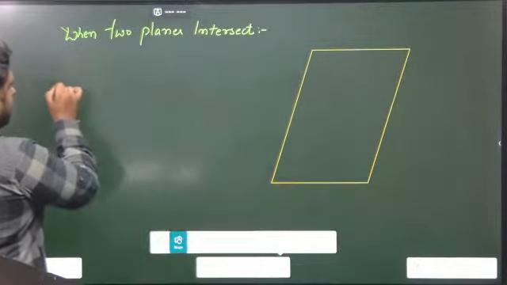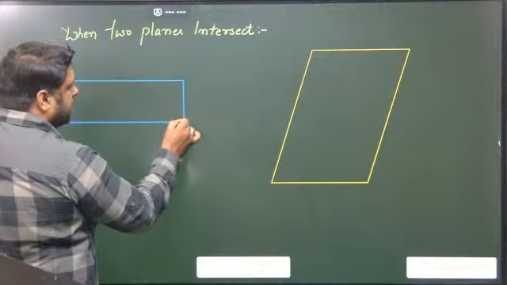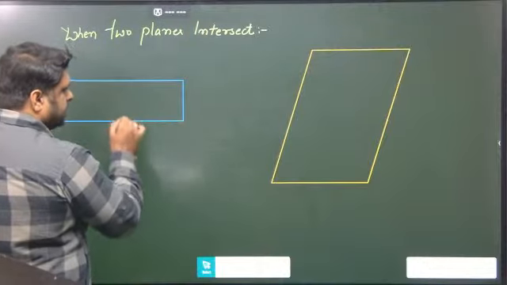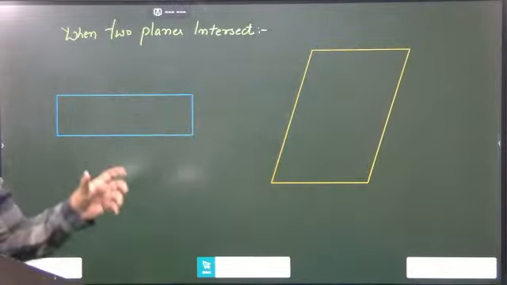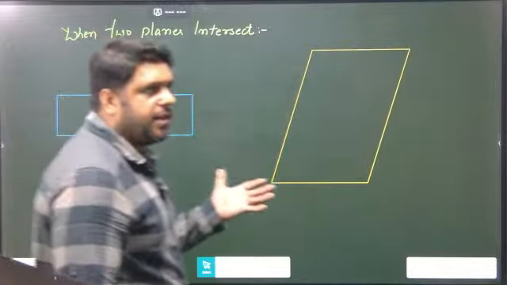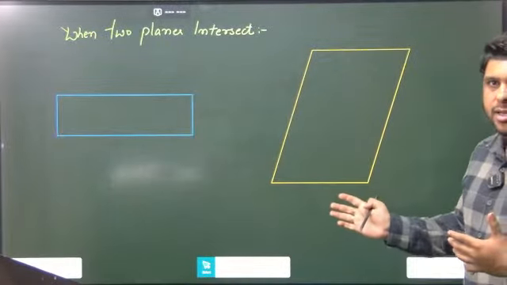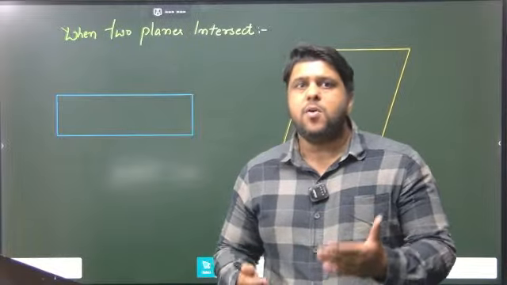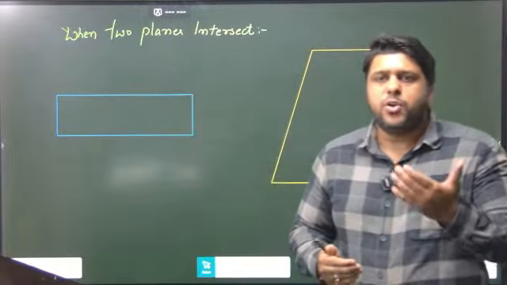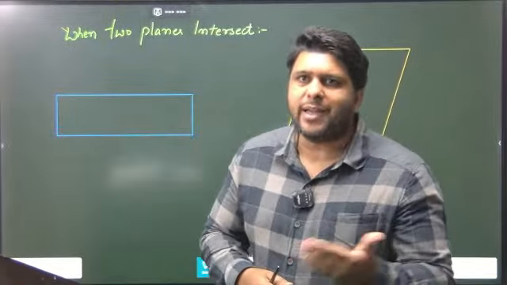I am having another plane like this. So these are the two planes. But now at this point, if you see, these are two different planes. Okay, plane A and plane B. Now we have to see when they intersect, what kind of a structure you will see. Means what kind of impression it is going to leave on the other one.